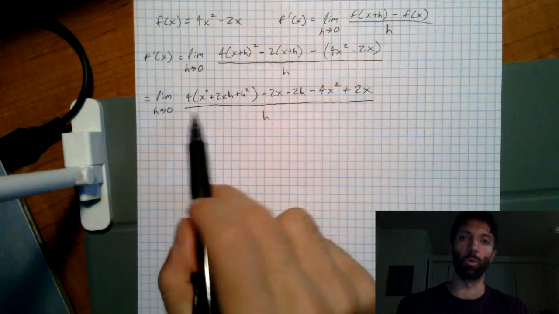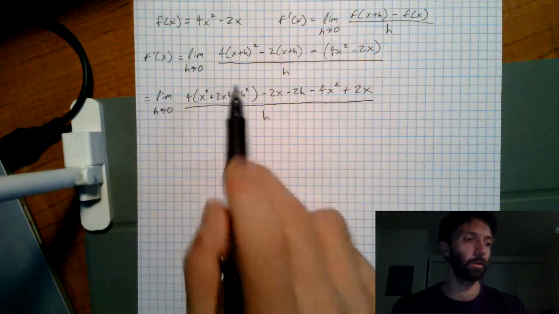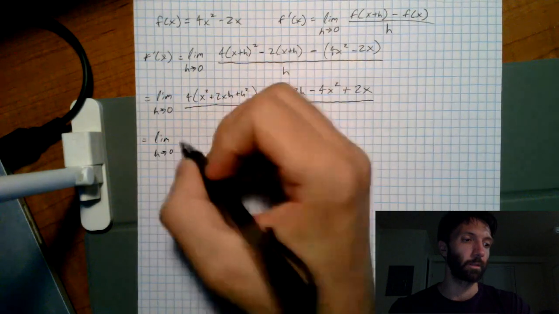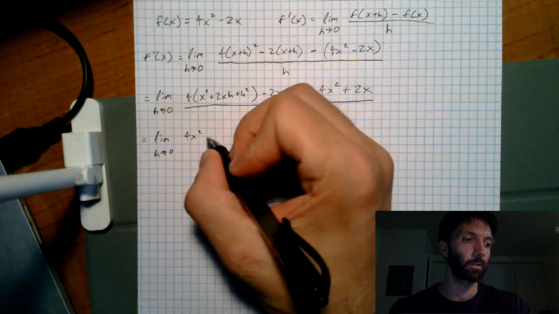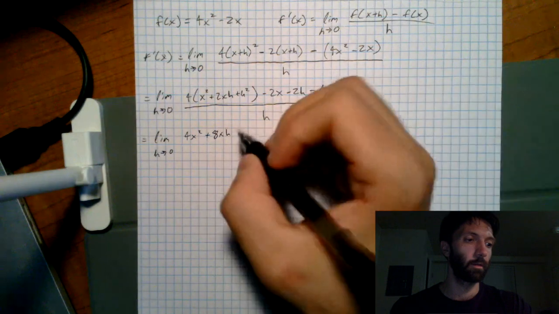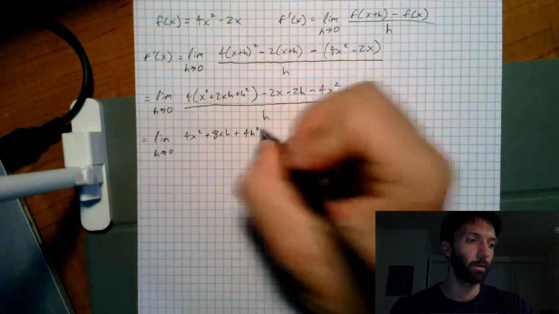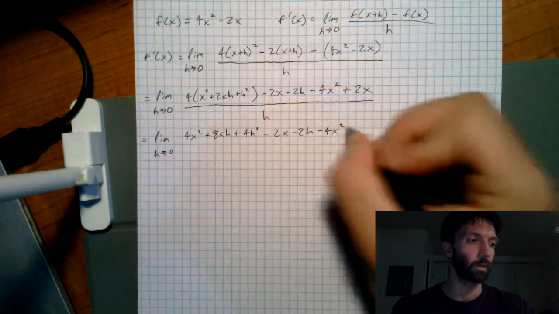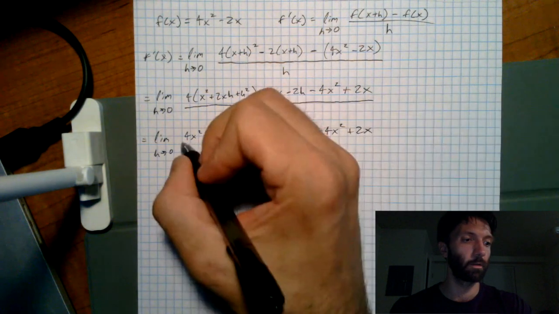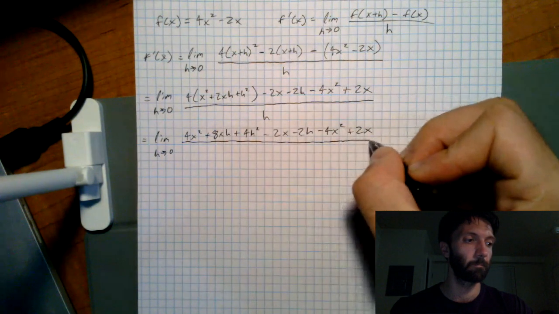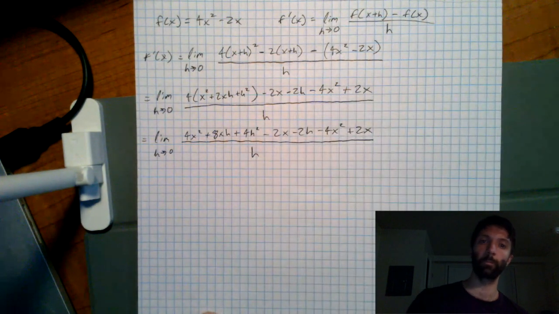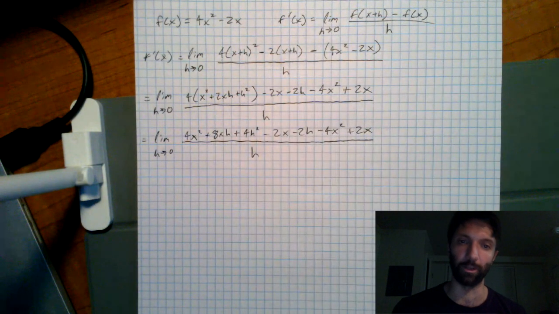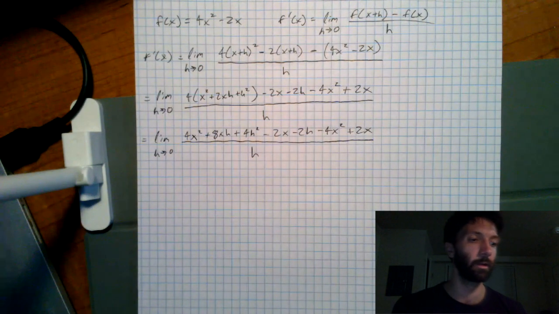Okay, now I have one more layer of distribution to do here, so I'll go ahead and knock that out. That's going to be 4x squared plus 8xh plus 4h squared, and then I have the rest, minus 2x minus 2h minus 4x squared plus 2x all over h. Okay, so now I don't have any more distribution to do, so now I can just combine like terms wherever I can.